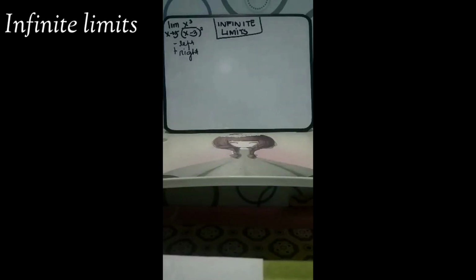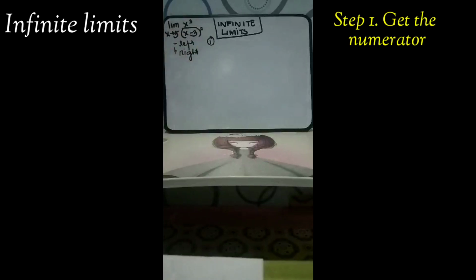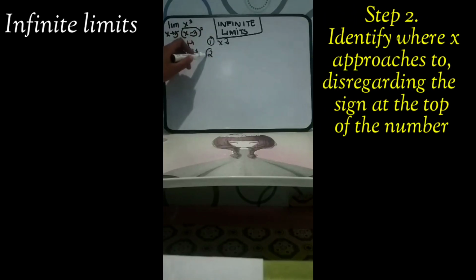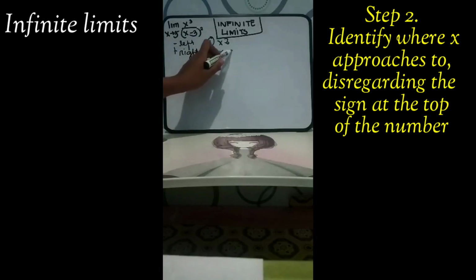Bago tayo mag-proceed dyan, meron tayong 5 steps kapag sa infinite limits. First one is get the numerator. So, kailangan natin kunin yung numerator. Ang numerator natin ay x cubed. Next naman natin ay identify where x approaches. Ito ang x approaches 3 to the left. Disregarding the sign of the top of the number. So, disregard daw natin yan and papalitan natin ng equal sign. So, x is equal to 3.